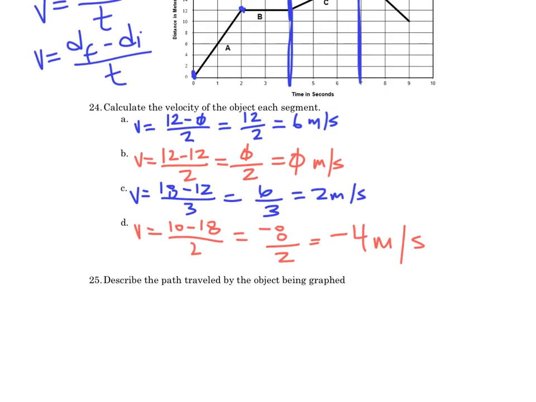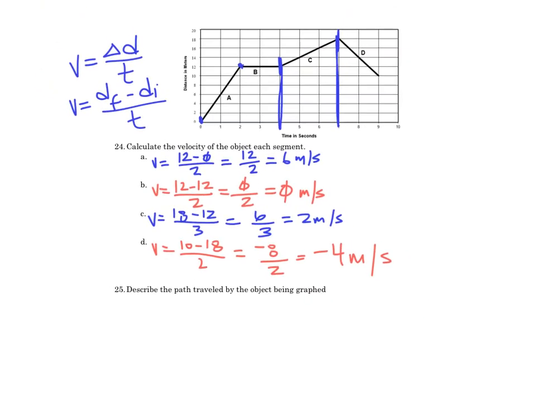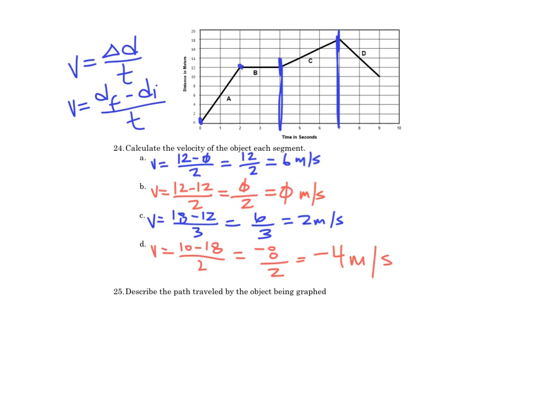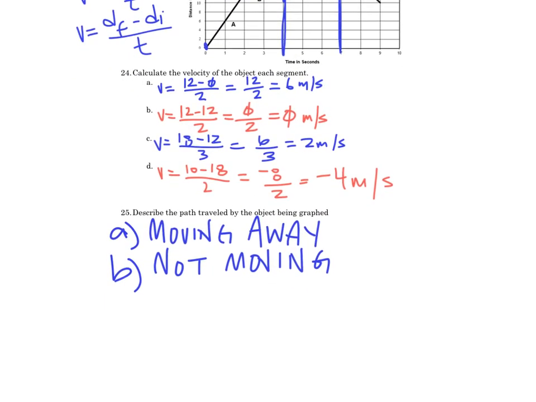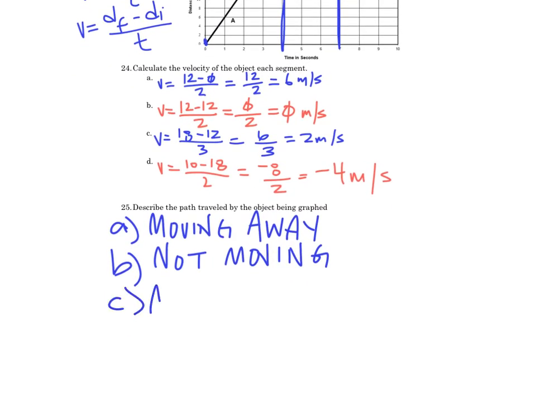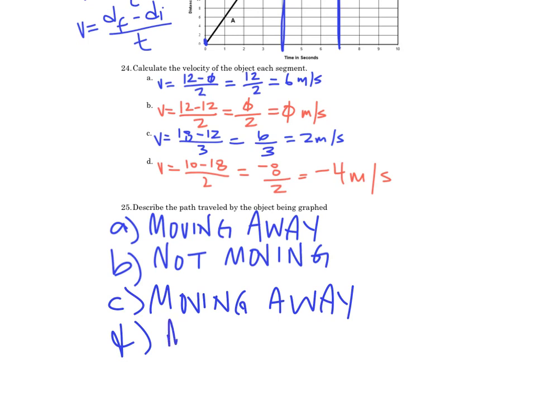So describe the path traveled by the object being graphed. Well, segment A has a positive slope. So A is moving away. B had a 0 slope, so it's not moving. C had a positive slope, so it is also moving away. And D had a negative slope, it's moving towards.